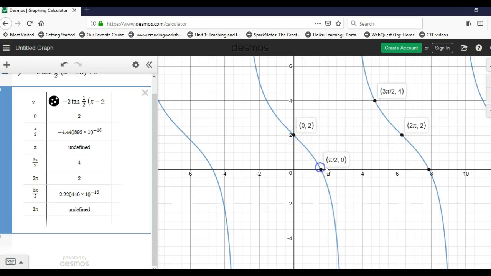So you can see where all these values are coming from. And then the last one I did before I kind of stopped was 5 pi over 2. And when I got 3 pi, it was undefined. So notice whenever I have odd number of pi's, it's where my asymptotes are. Even number of pi's, I actually get a value. Okay, so let's plot some of these on our part B.